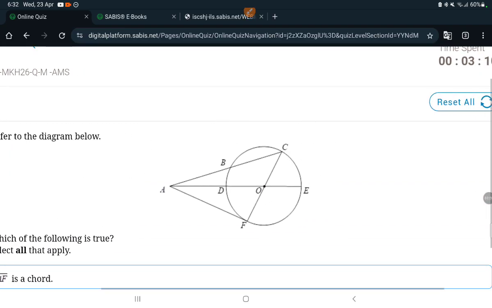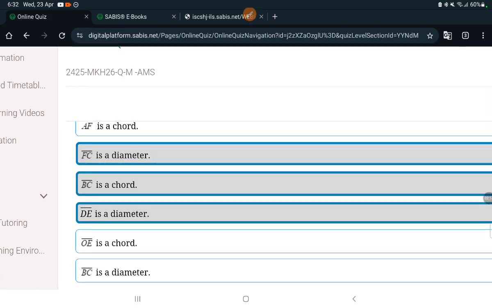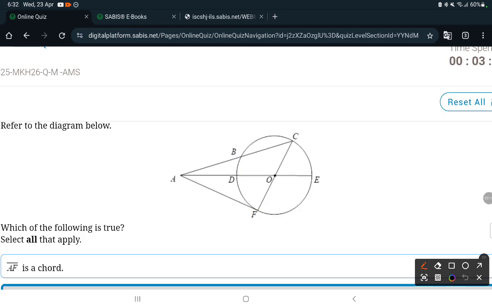OE is a chord. No, OE is not a chord because O is not on the circle. It is the center of the circle. So this would be a radius, not a chord. And then we got BC is a diameter. BC is not a diameter because although it is joining 2 points on the circle, it is not going through the center.